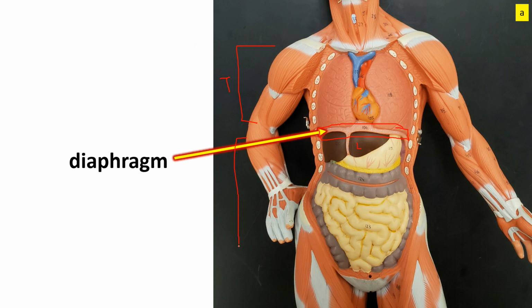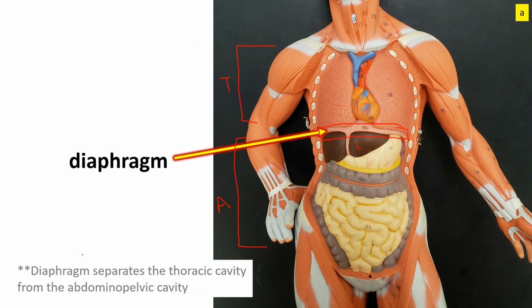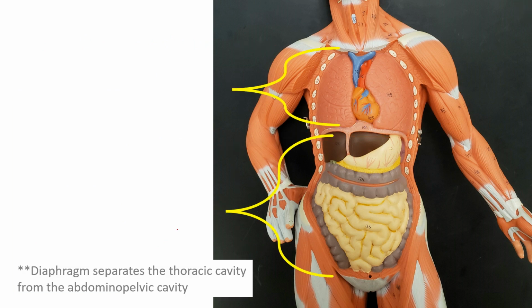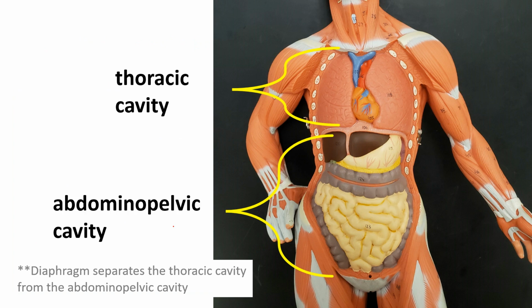So everything above the diaphragm is in one cavity called the thoracic cavity. Everything below the diaphragm is going to be in the abdominopelvic cavity. So it is a physical barrier between the two. So right here it says diaphragm separates the thoracic cavity from the abdominopelvic cavity. So above the diaphragm is going to be the thoracic cavity. Below the diaphragm is the abdominopelvic cavity. And we're going to talk about cavities here in just a minute.